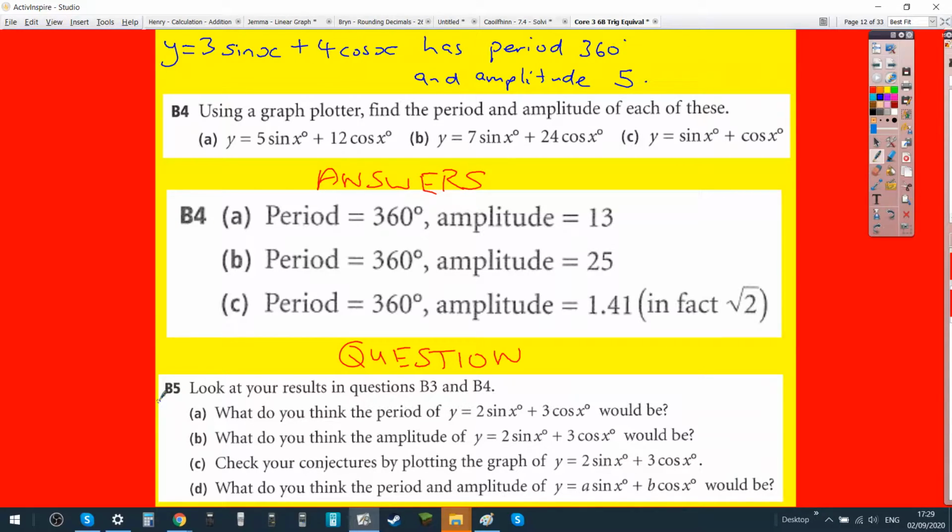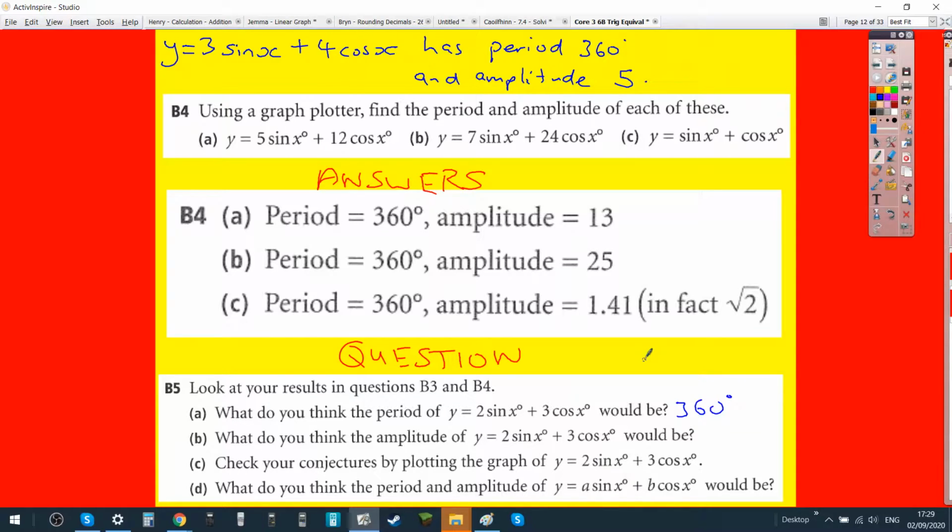So the period is how often the graph repeats. Oh wait, no. 360. Okay. But the amplitude would be 4. How did you get 4? It's one bigger than the cos. Root 2 isn't one bigger than the cos.